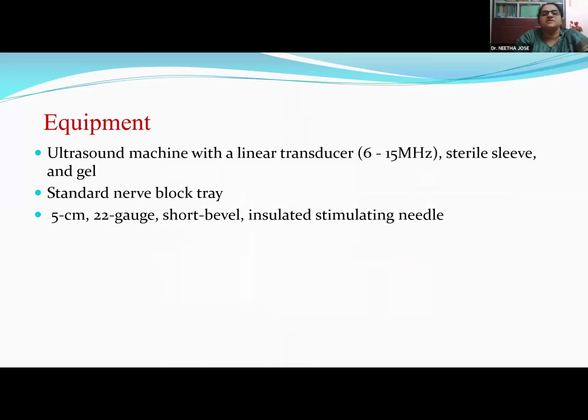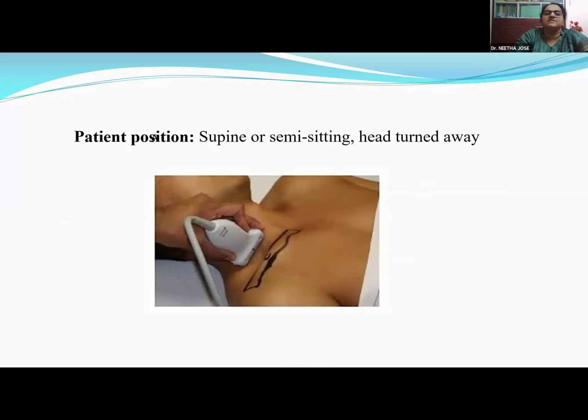Equipment used is an ultrasound machine with a linear transducer, 6 to 15 megahertz, a standard nerve block tray, and a 5 cm 22 gauge short bevel insulated stimulating needle. The patient position is supine or semi-sitting with head turned away. A slight elevation of the head of the bed is often more comfortable for the patient and allows for better drainage and less prominence of neck veins.